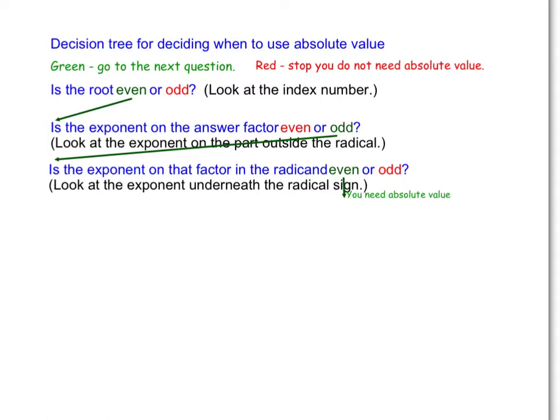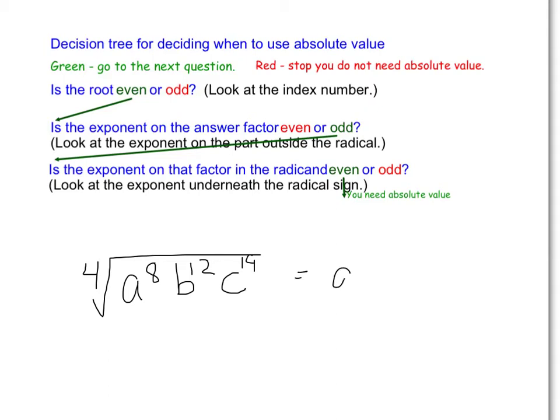Let me give you an example for that. And this is what we will be looking at tomorrow. Let's say you're going to be taking the 4th root of a to the 8th, b to the 12th, and c to the 19th. That's going to give you an a squared. No need for an absolute value because that was an even index, but the exponent on the answer factor was even, so we're good. It will always be positive.